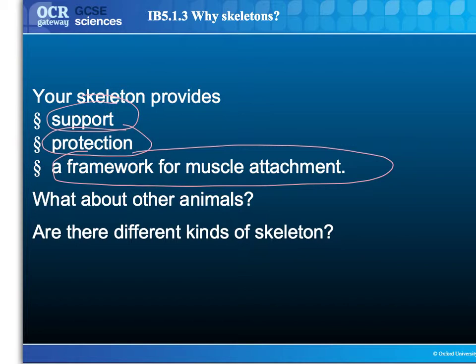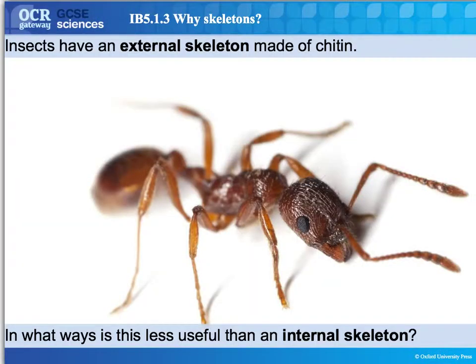What about other animals? Other animals have got skeletons. Are they similar? Are they different? Let's have a look. This is an example of an organism that has an external skeleton. This is an insect. The external skeleton provides support on the outside of the body, in contrast to humans, mammals that have a skeleton internally.